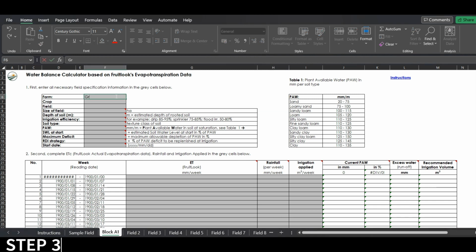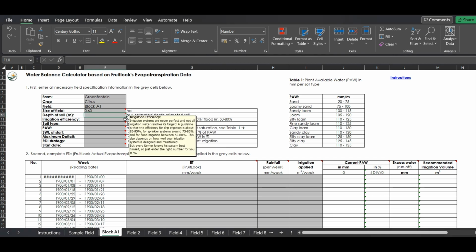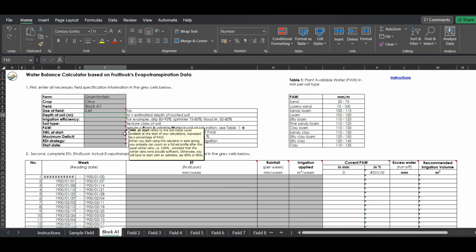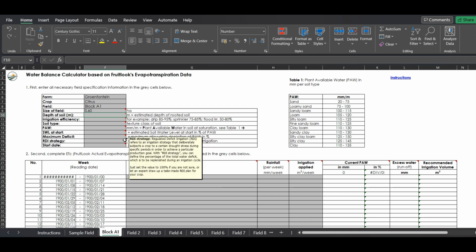Step 3. Complete the field specifications in the gray cells. Simply hover over the cells with the red triangle to see an explanation of each parameter. For more detail, please see the Water Balance Calculator guideline. Make sure to always use the correct format when entering data.